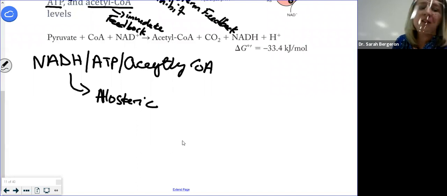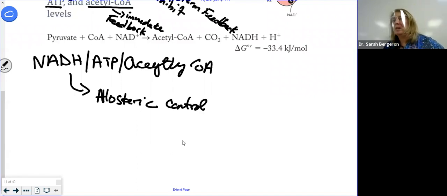It's allosteric control, right? What does allosteric control mean? If you have something that allosterically regulates an enzyme, what does it do? The end product also acts as the inhibitor. So it's an inhibitor, right? So allosteric control means if you bind to it, you're going to induce a conformational change that is going to inhibit the activity of the enzyme, right? That's allosteric. So this is allosteric control.